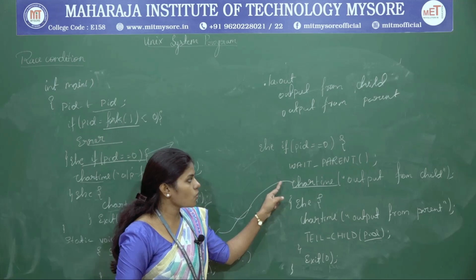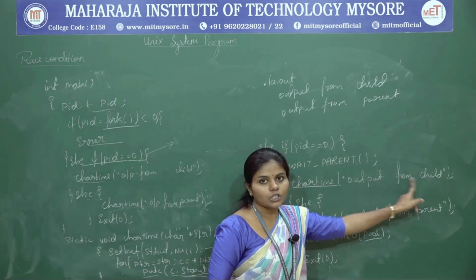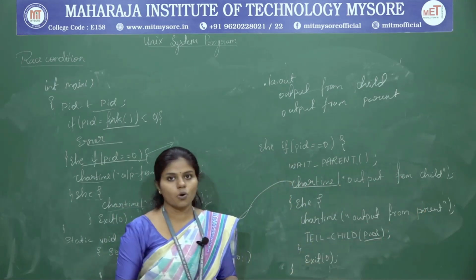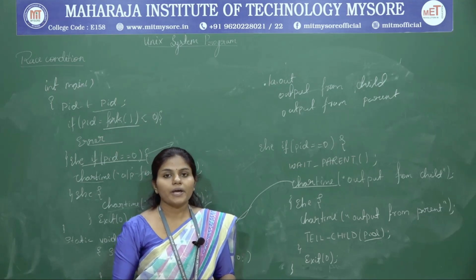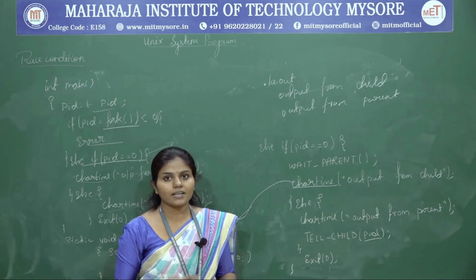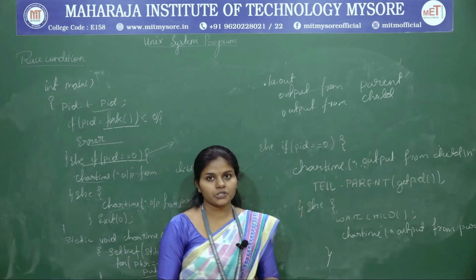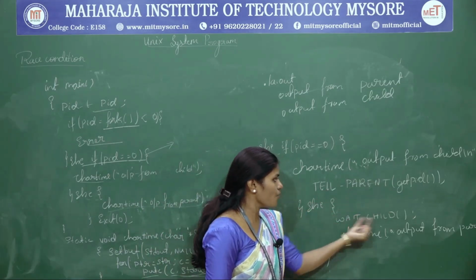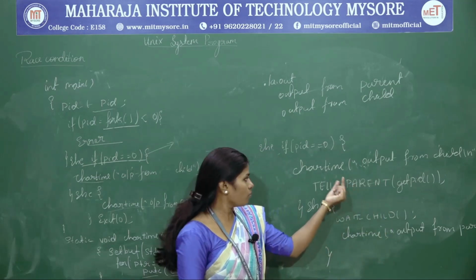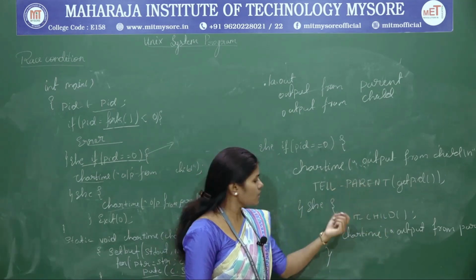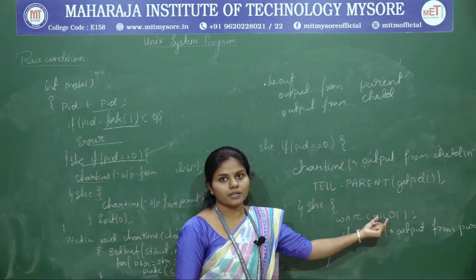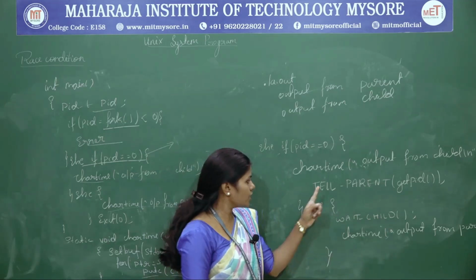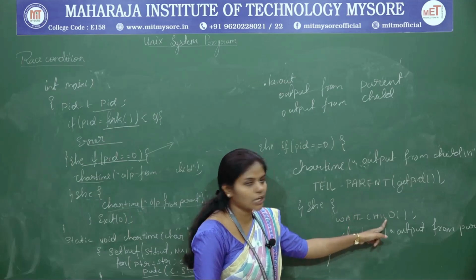So first it makes the child work, then the parent works. So how do we make the parent work first, then the child? I made a small modification here. So here it is tell parent and wait child. In the last example we saw wait parent and then tell parent. In this case I changed it to tell parent and wait child here.